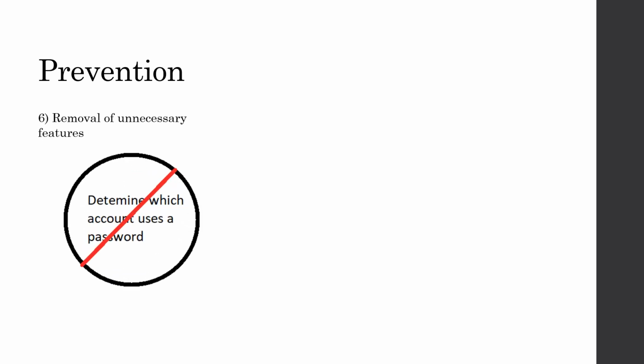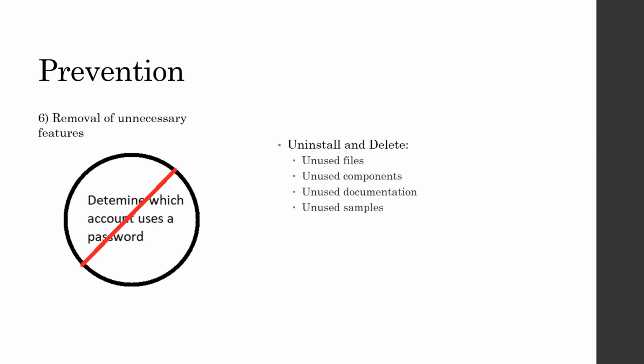Lastly is the removal of unnecessary features. Uninstalling and deleting unused files, components, documentation, samples, and other more withhold the attacker from using these features to infiltrate this website. For example, having a feature that will show which user owns a password. In this case, it's very important not to install anything that will not be used because it may end up being used against you.